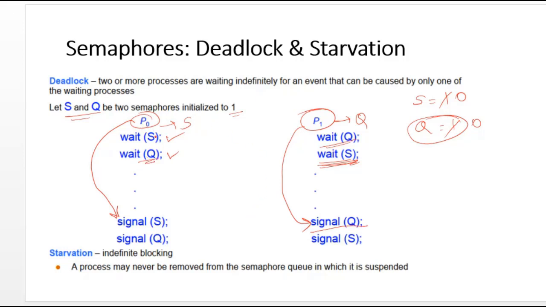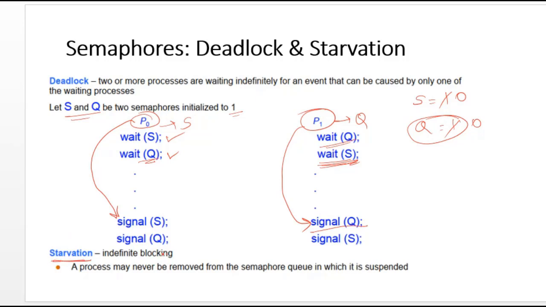So P0 is indefinitely waiting for the resource Q, which is held by P1, and P1 is waiting for S, which is held by P0. So this is the concept of deadlock. I hope this is clear to all. We have a dedicated unit for understanding deadlocks. My point here is that semaphores can lead to deadlock, and another problem related to deadlocks is indefinite blocking, which is also called starvation.